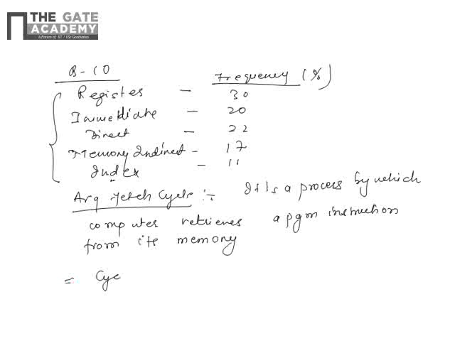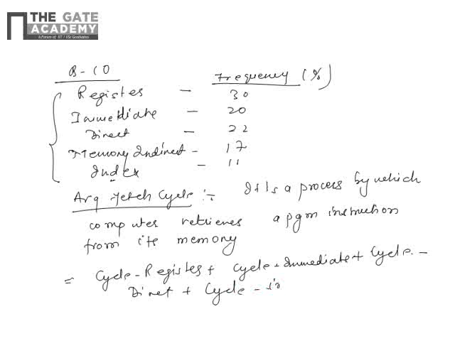So we need the cycle required for register mode, then cycle for immediate, then cycle for direct, then cycle for indirect, then cycle for index. I need to tell you one thing at this point. Memory indirect is given. What is memory indirect? It is address calculated using some node, with the address location which contains the actual effective address.